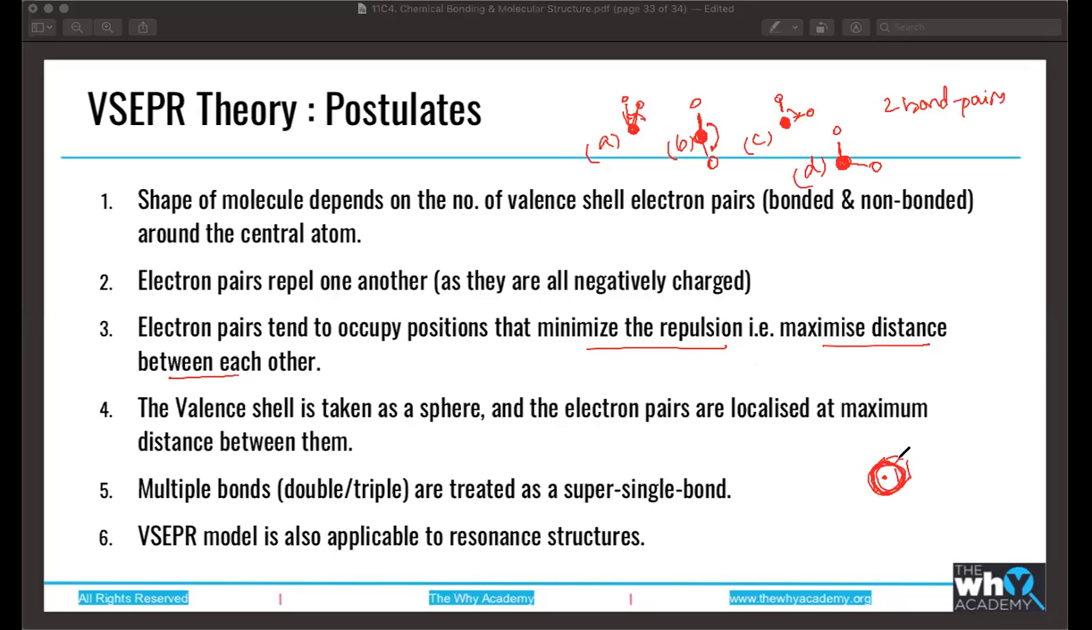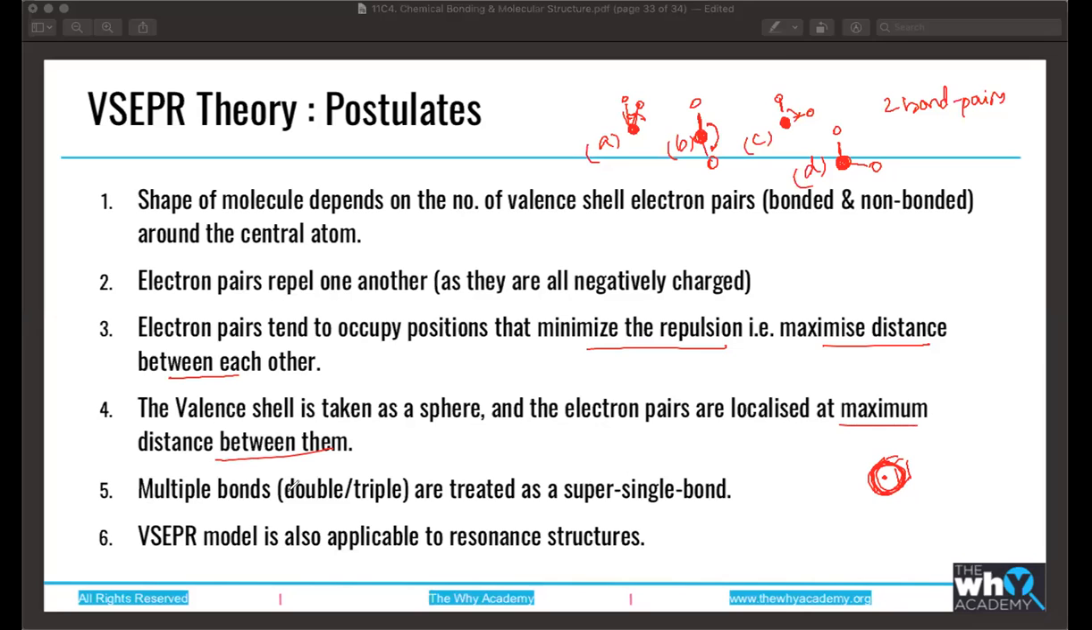Imagine a ball and you have to stick, say, chopsticks on the ball. So you stick these chopsticks such that there is maximum distance between these chopsticks. That's basically the visualization that you can have.